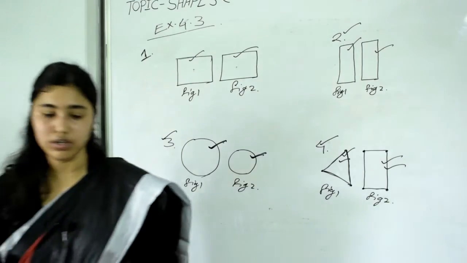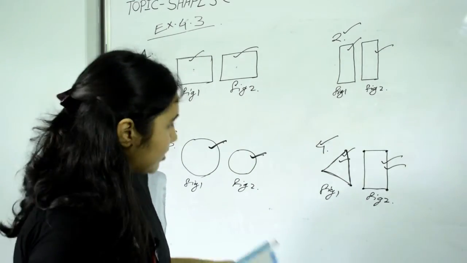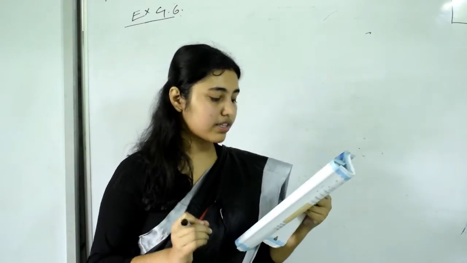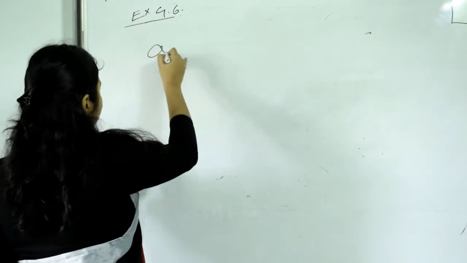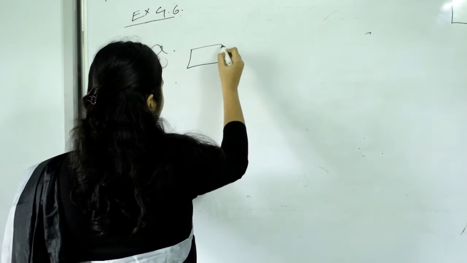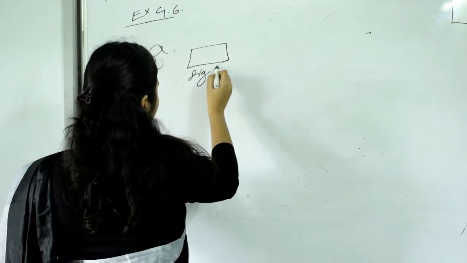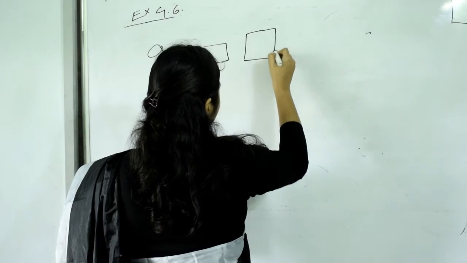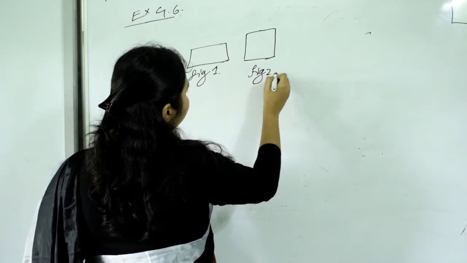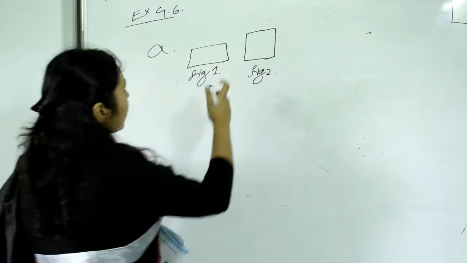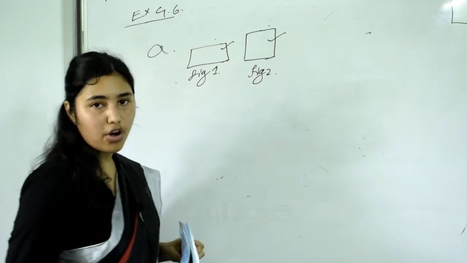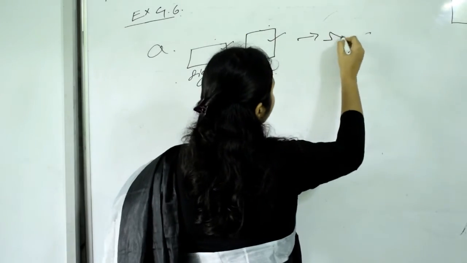Now come to your exercise 4.6. In exercise 4.6, first question: are the figures given below congruent? Write yes or no. So first one, the first figure is a rectangle, right? The second figure is a square. So clearly the shapes are different, so these two figures are not congruent. So write here no.